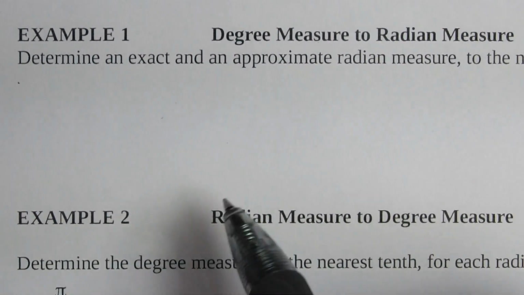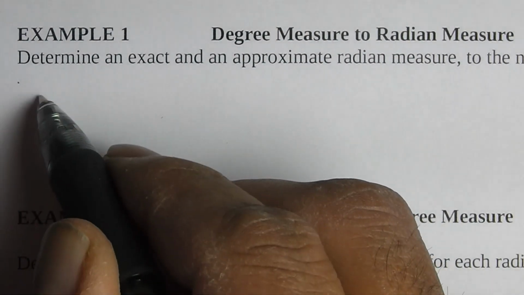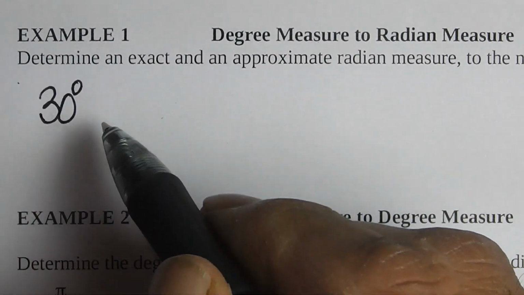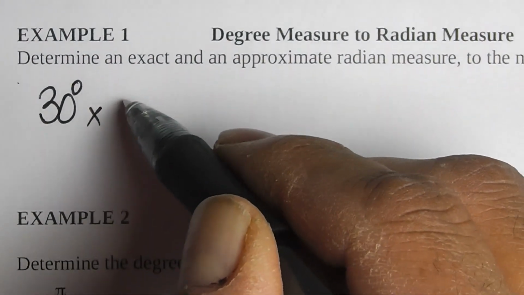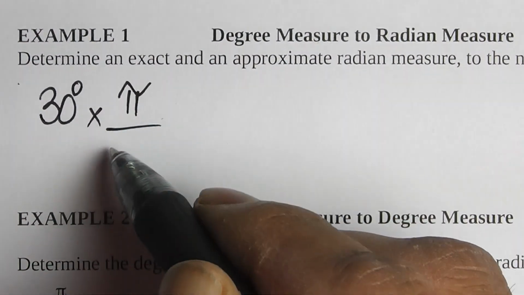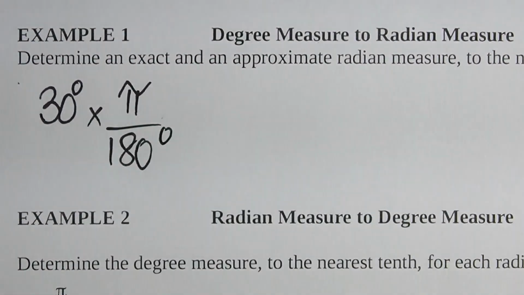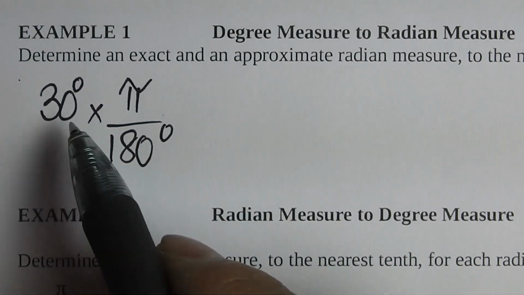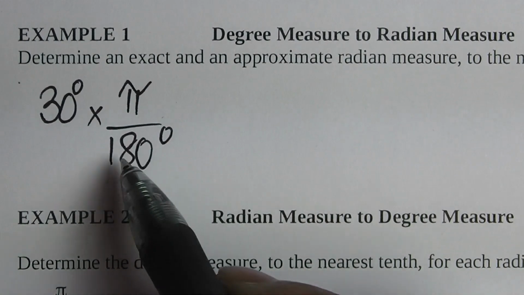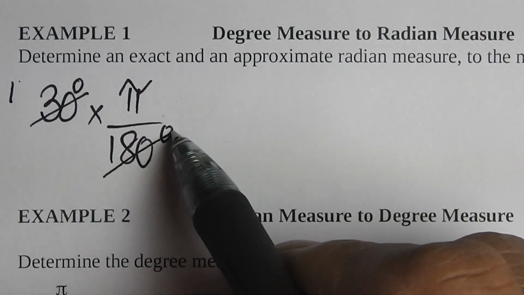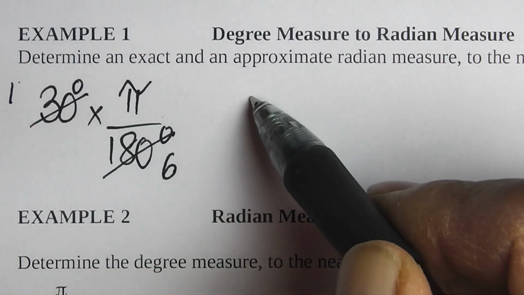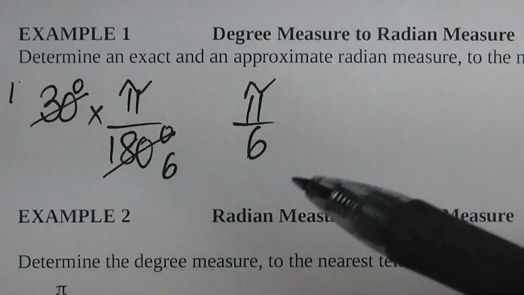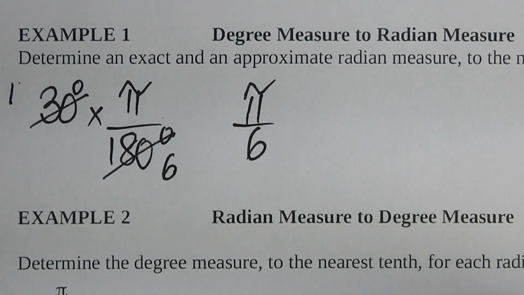So we're trying to convert from degrees to radians here. We have 30 degrees. We'd like to convert that from degrees to radians. So when you do that, the conversion factor is pi over 180 degrees. Notice how you have degrees on the top and bottom, so they cancel. 30 divides into 180 6 times. So this gives us an exact value of pi over 6. That's an exact value. It's as a fraction.